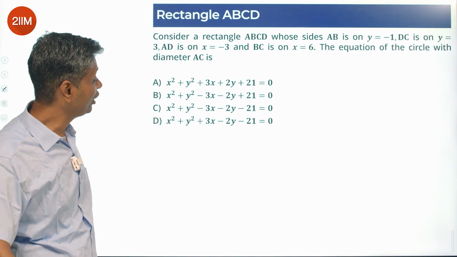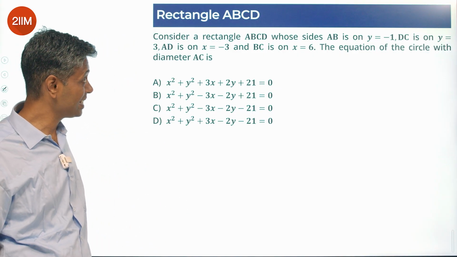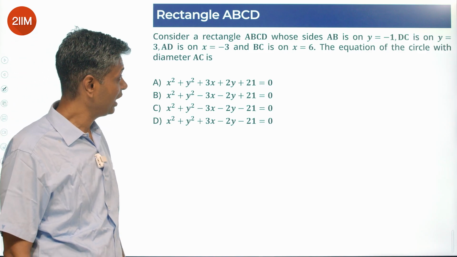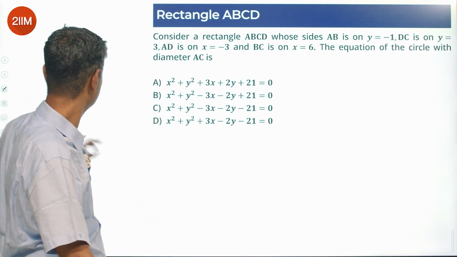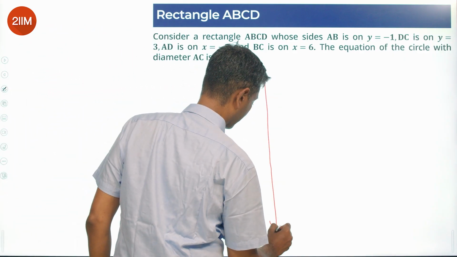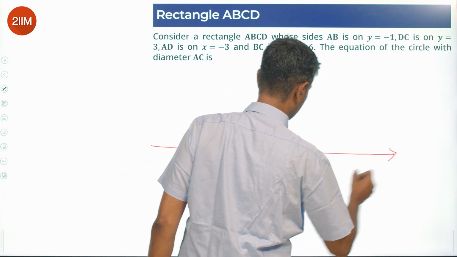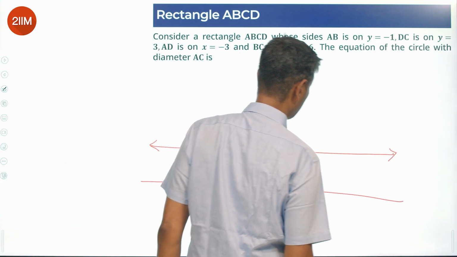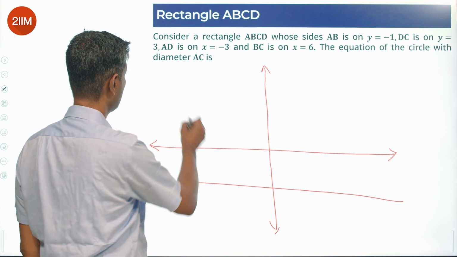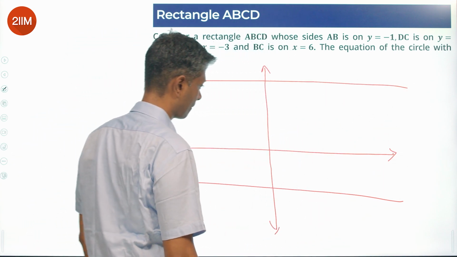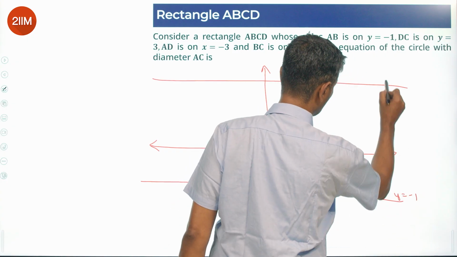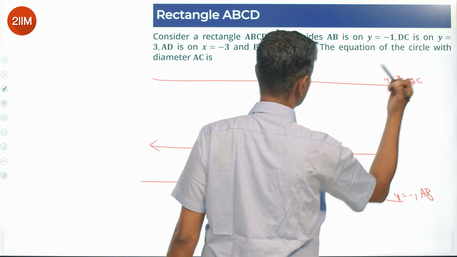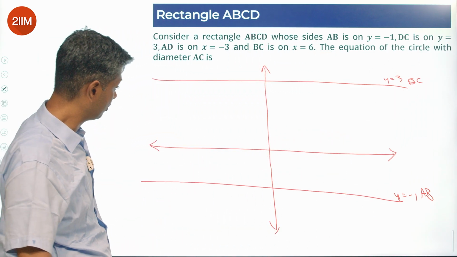Consider a rectangle ABCD whose side AB is on y equal to −1, DC is on y equal to 3, AD is on x equal to −3, and BC is on x equal to 6. Find the equation of the circle with diameter AC. Nice. Draw this. AB sits on y equal to −1, and DC sits on y equal to 3. AD is on x equal to −3.